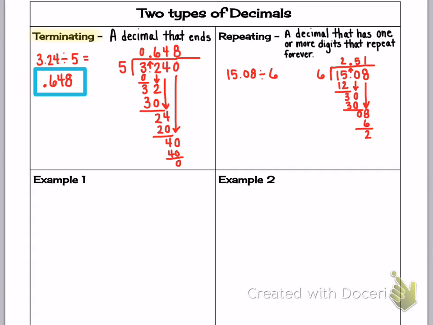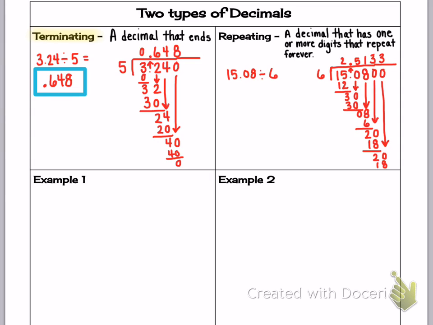Nothing's happened yet. It hasn't either terminated or formed a pattern yet. So you have to keep adding zeros until it either terminates or forms a pattern. So if I add a 0, bring that down. 6 goes into 20 3 times. 3 times 6 is 18. Subtract, I get 2. I add a 0. Bring that down. 6 goes into 20 3 times. That's 18. So do you see what's going to happen here?